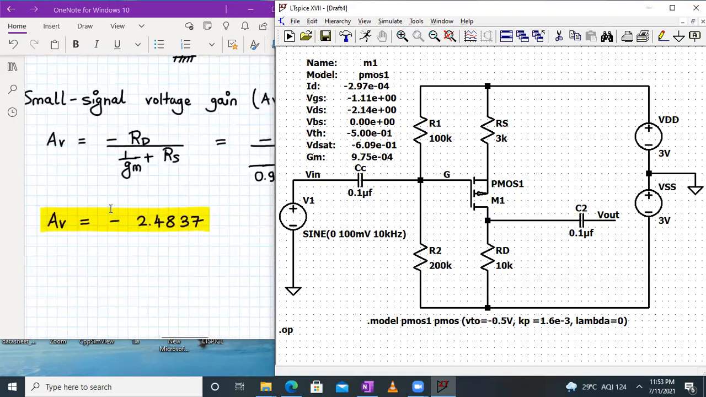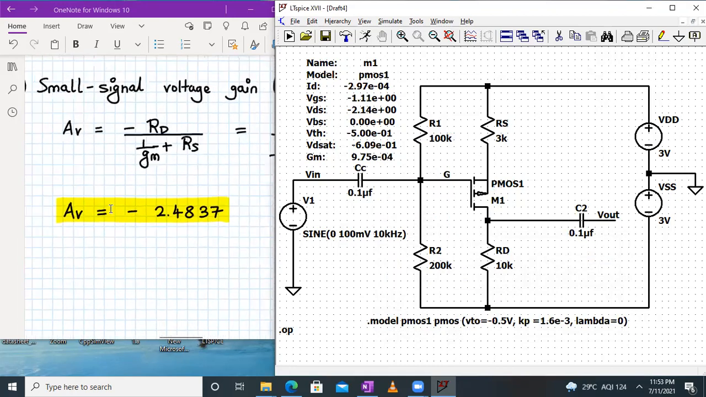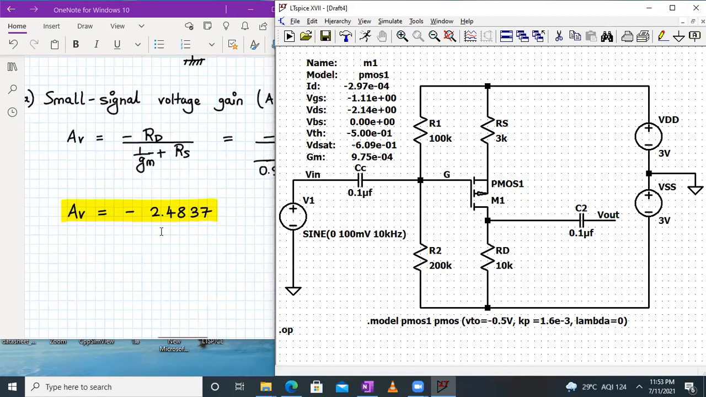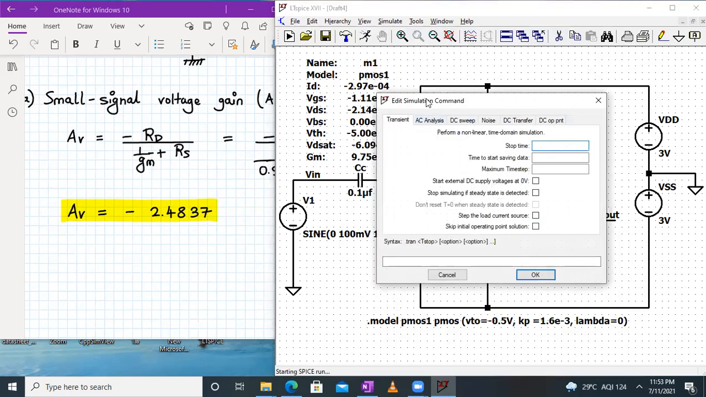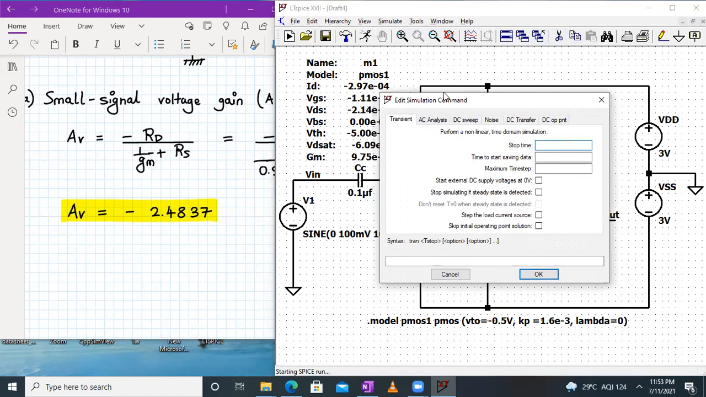Now our job is to calculate the small signal voltage gain. It should come to minus 2.4837. So let us concentrate on that. For doing that, first we have to remove the .op, then go to simulate, click on run, and then give the transient stop time.